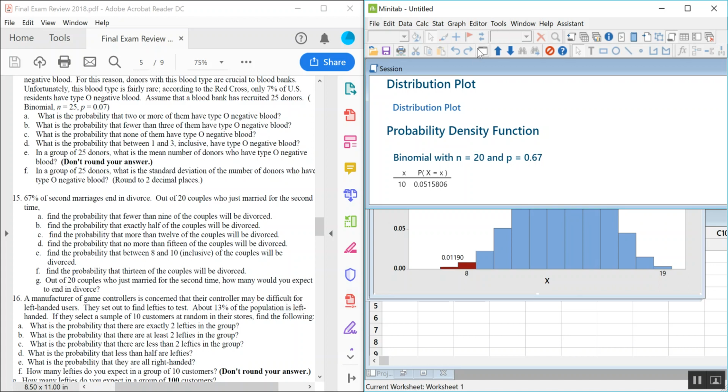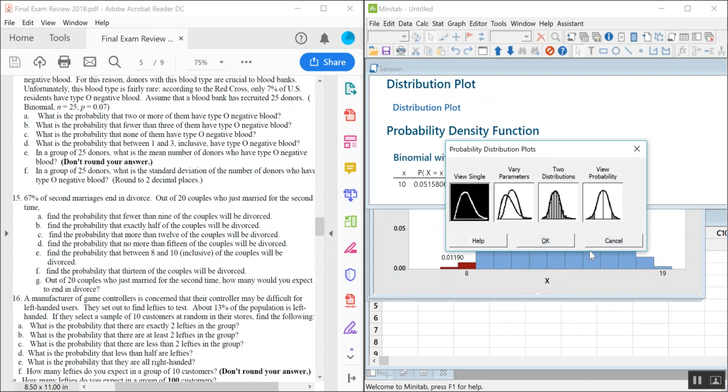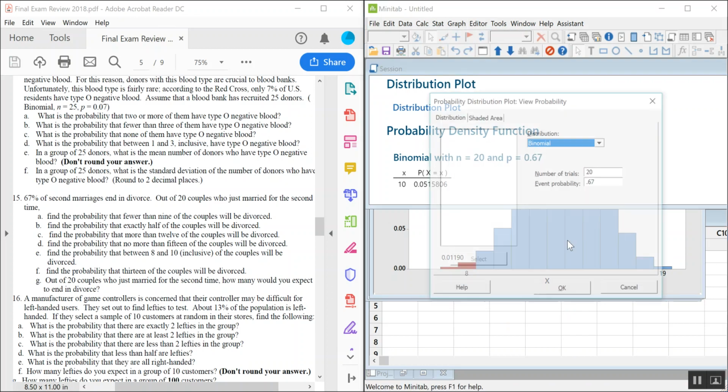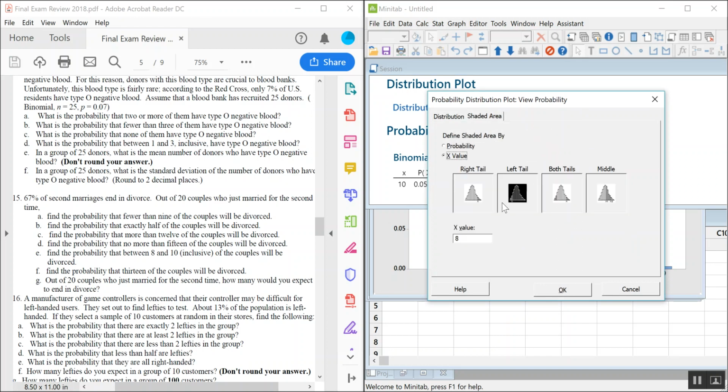And I'm going to do it using the graph again. So I'm going to go to Graph, Probability Distribution Plot, View Probability. And I'm still in the binomial, still the same number of trials, still 0.67. I'm going to do a shaded area. And now I want more than, not less than. So it's not a left tail, it's going to be a greater than. And I want more than 13. So remember, greater than or equal to every time. Go ahead and hit your OK.